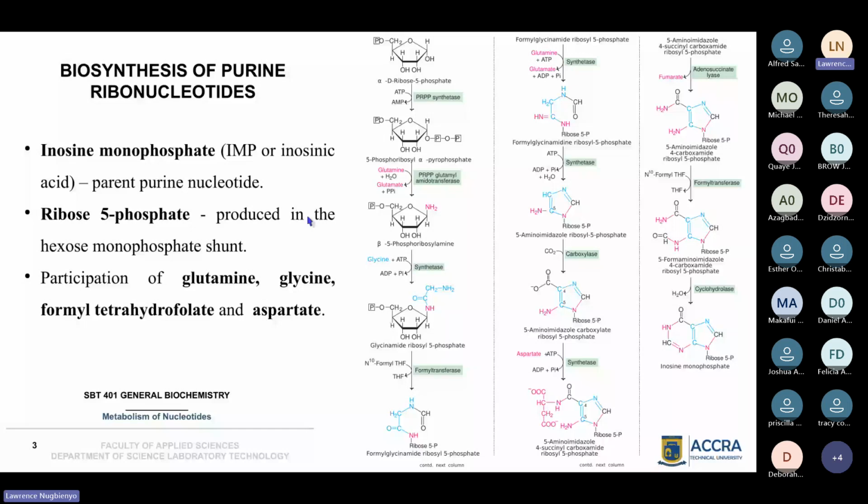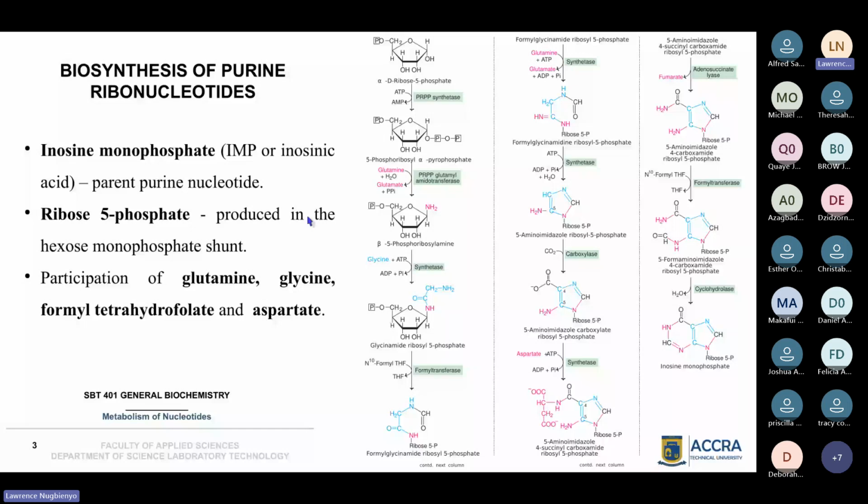Now, the synthesis of the purine nucleotides is not separate on its own, but this synthesis occurs on the 5-carbon sugar, meaning that the synthesis of the purines is not done separately before the purine comes to bind to the ribose, the 5-carbon sugar, but the synthesis is done on the sugar. I mean, most of the time.